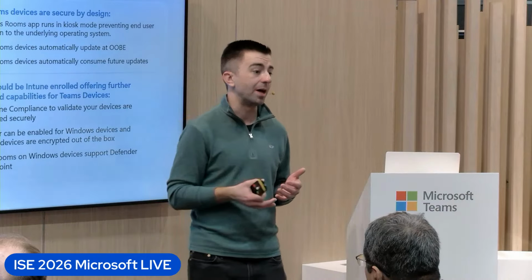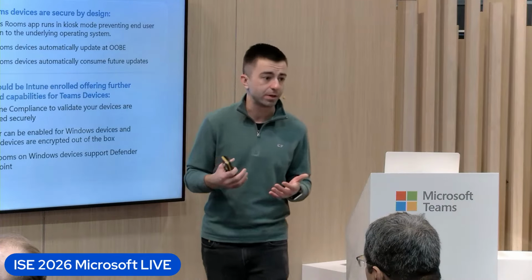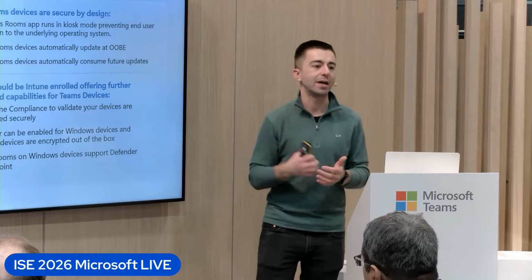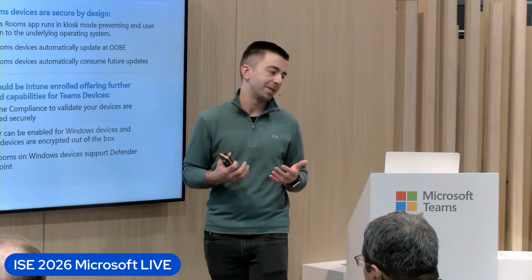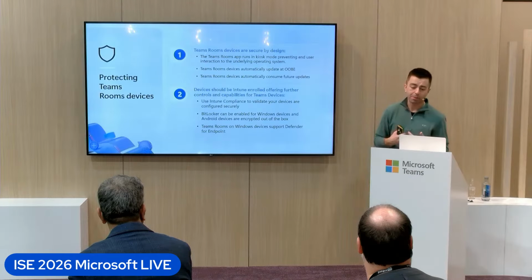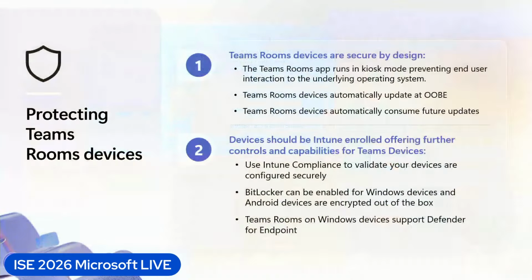And you can actually write compliance policies to restrict and block devices that don't meet your compliance flows. If you don't believe us and you want to check that compliance, you can do that right from the devices and right from Intune. Above and beyond that, from a BitLocker and encryption perspective, Windows devices, you can enable it.